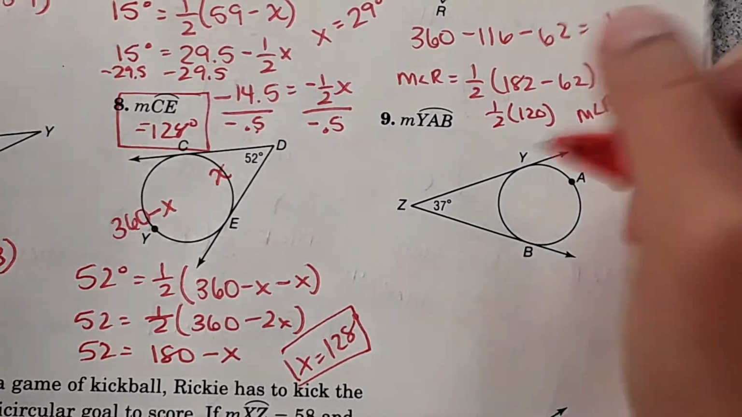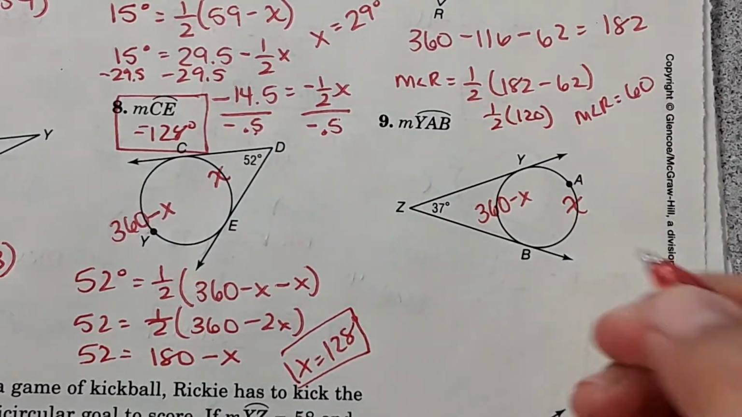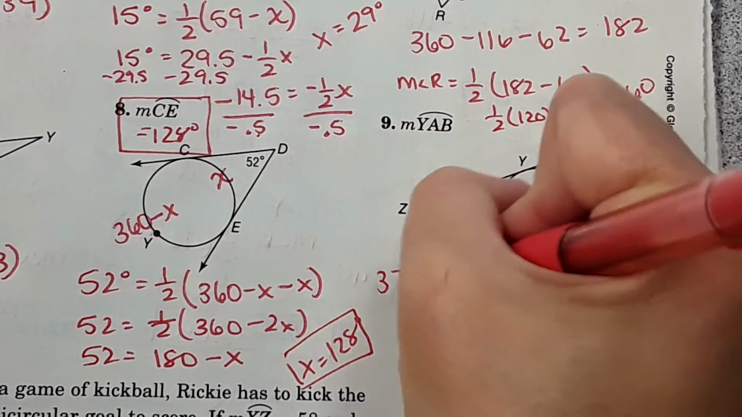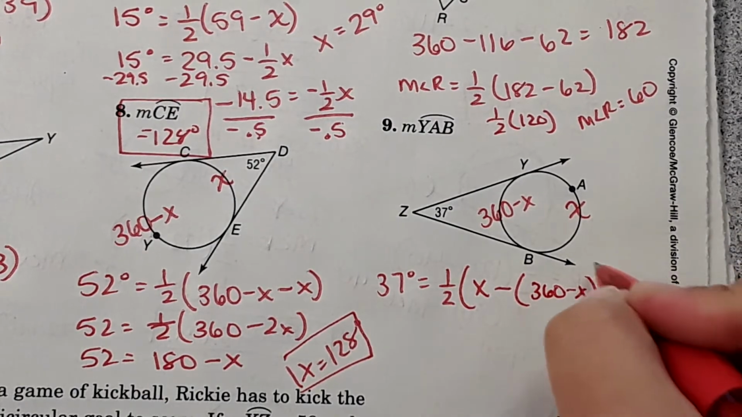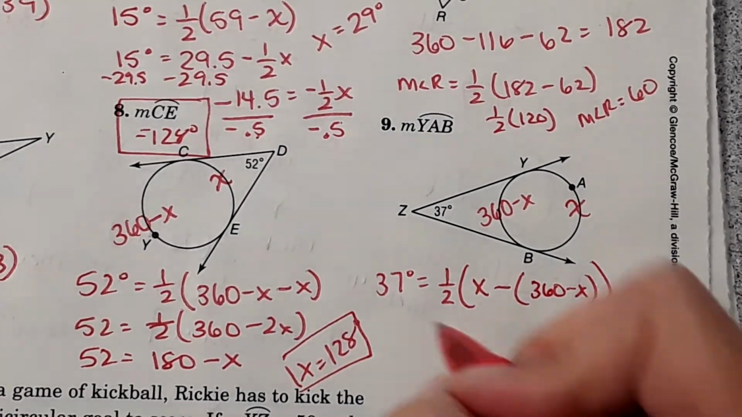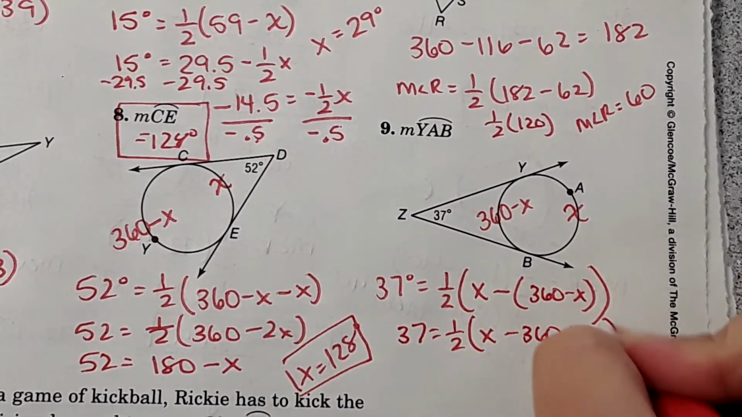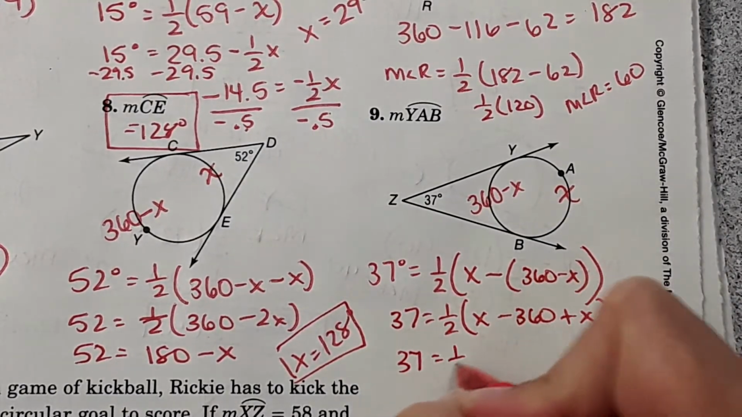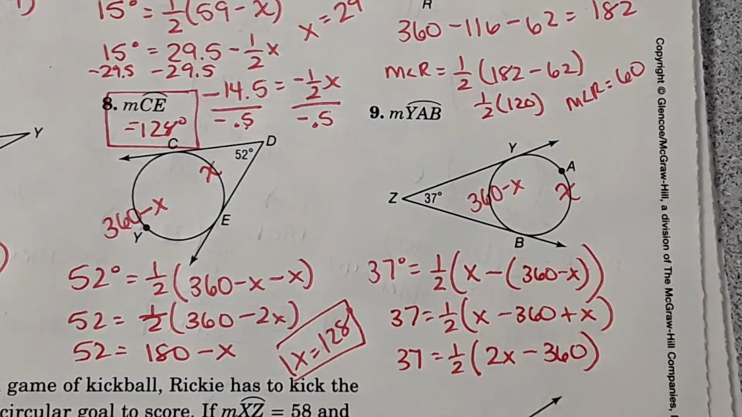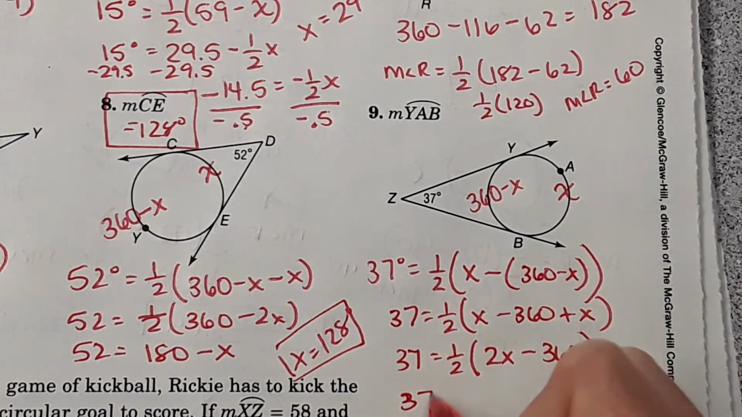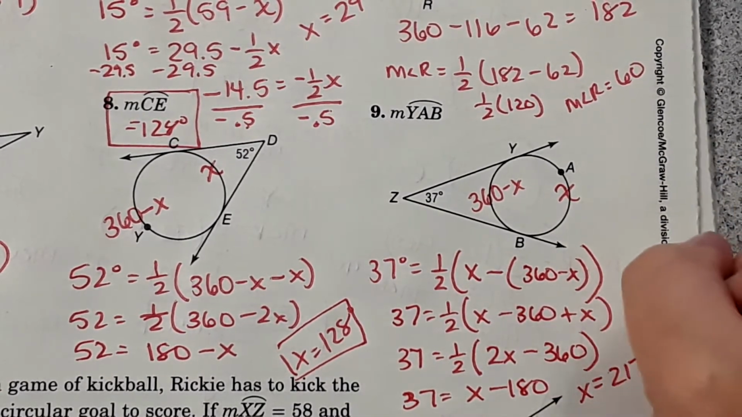Number 9, same type of problem. YAB is x this time. So this is x, and this is 360 minus x. So 37 degrees equals 1/2 times x minus 360 minus x. I'm going to distribute the negative. Then combine like terms. Then you would distribute the 1/2. And x would solve to 217 degrees.